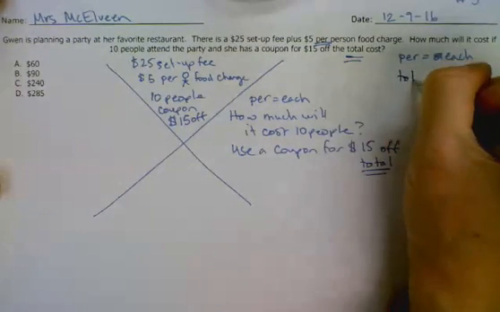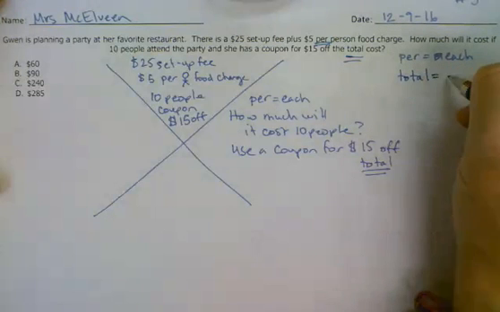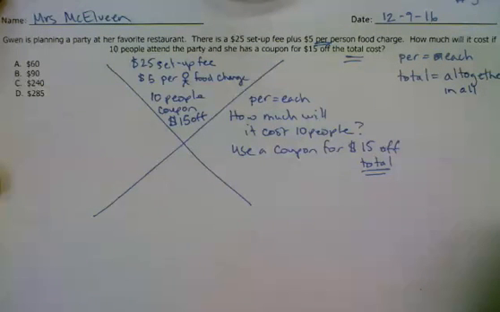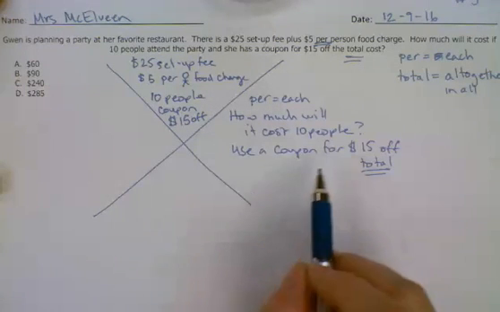Total is a synonym for altogether, or in all, which usually means I'm putting things together. If you need to, pause so you can catch up with copying down the example.